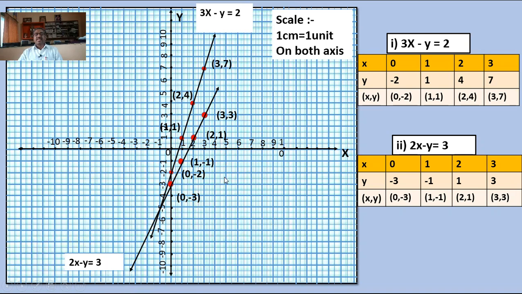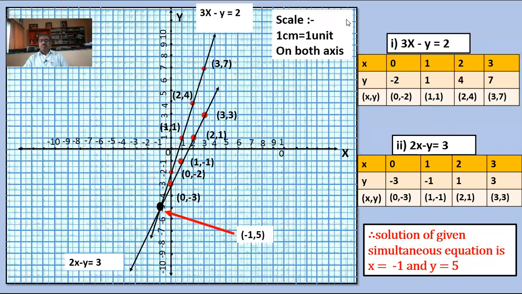When the two lines intersect at this point, the coordinates of this point are: x coordinate is minus 1 and y coordinate is 5. Therefore, x is equal to minus 1 and y is equal to 5. Hence, the solution of the given simultaneous equations is x is equal to minus 1 and y is equal to 5.